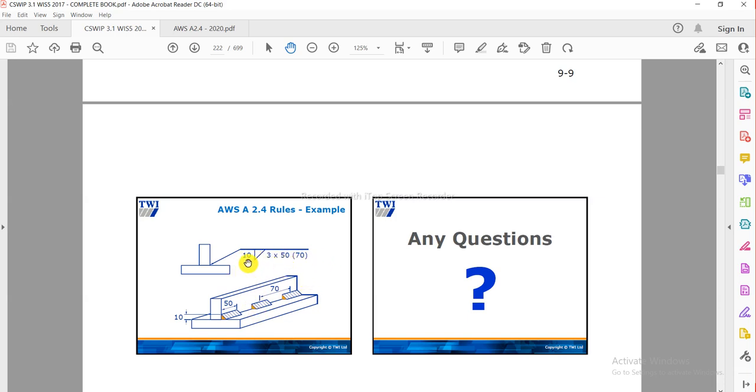Z is the leg length of the weld, and this is the symbol of the fillet weld, so it is a fillet weld. 3 indicates the number of weld elements: 1, 2, 3 elements. Here 50 is the length of the welds.